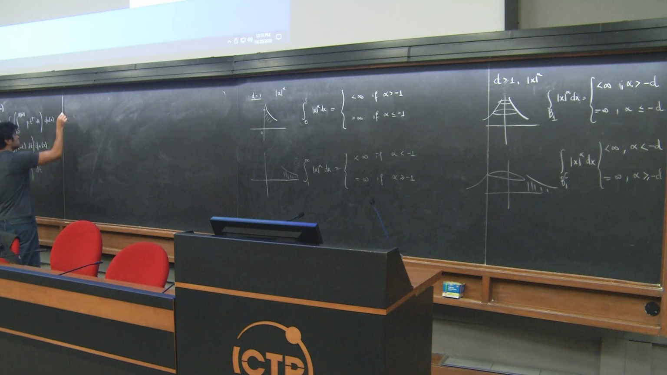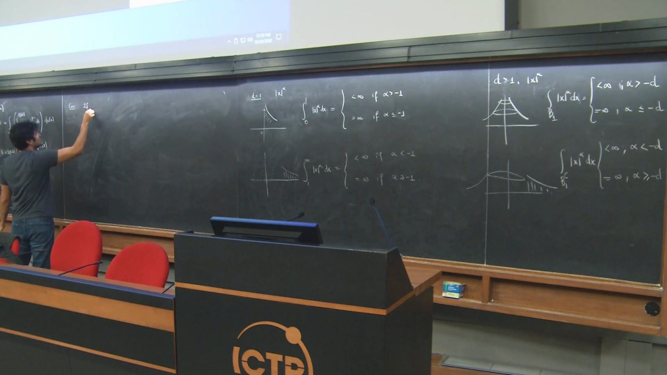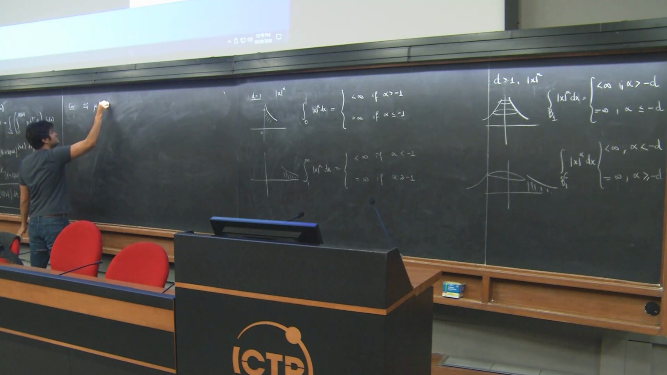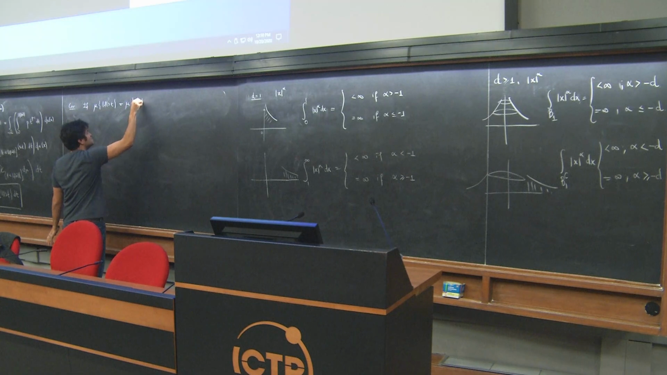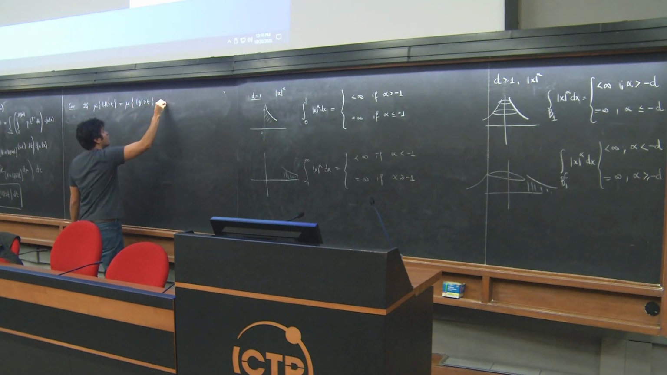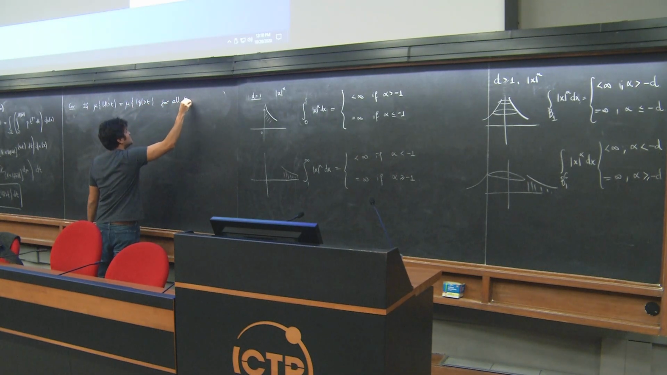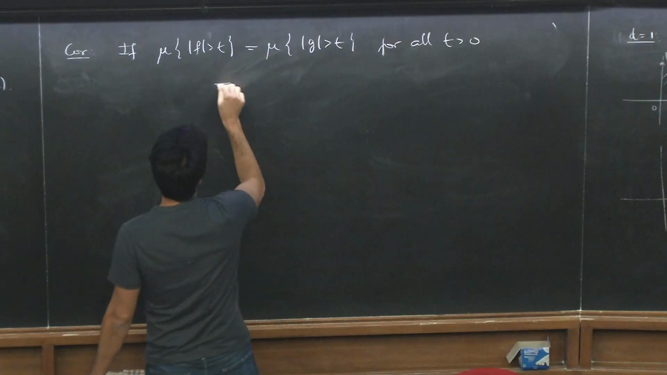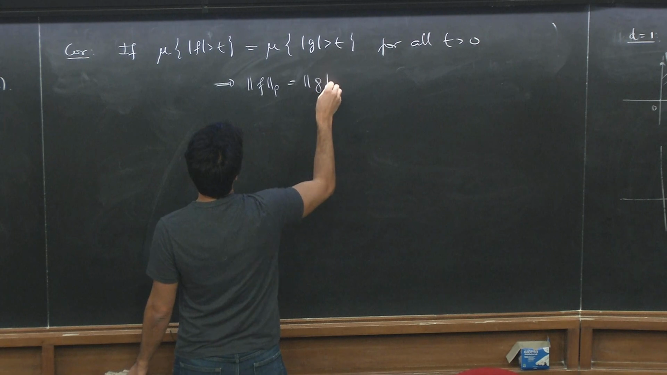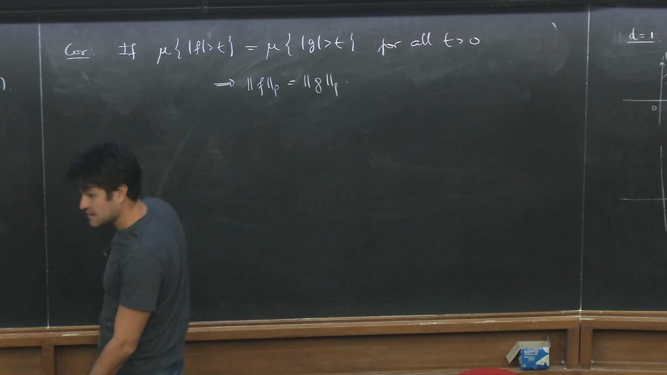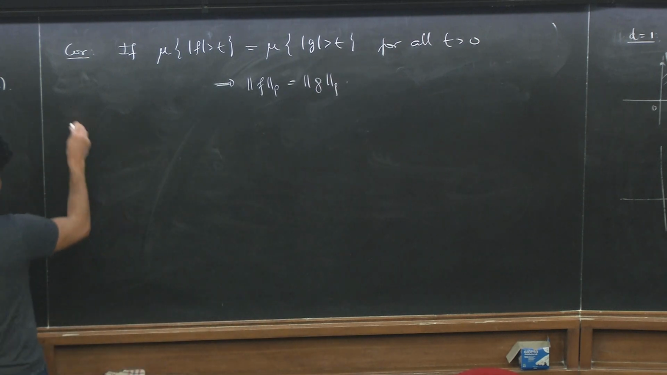Okay? So as a corollary of this formula, if the measure of the set where f is bigger than t is equal to the measure of the set where g is bigger than t for all t bigger than 0, this implies that the LP norm of f is going to be equal to the LP norm of this function g.